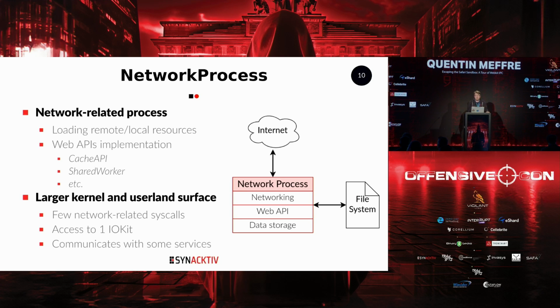So first, web content can communicate with the network process, which is used to do every network-related operation, like loading remote or local resources. This process also implements web APIs, for example, the cache API or the shared worker API. It also has a sandbox profile which is quite the same as the web content one, but the network process has access to a few network-related syscalls. It also has access to one IOKit, and it can communicate with some user-land services, which makes it a little bit more interesting than web content to, for example, compromise the kernel.